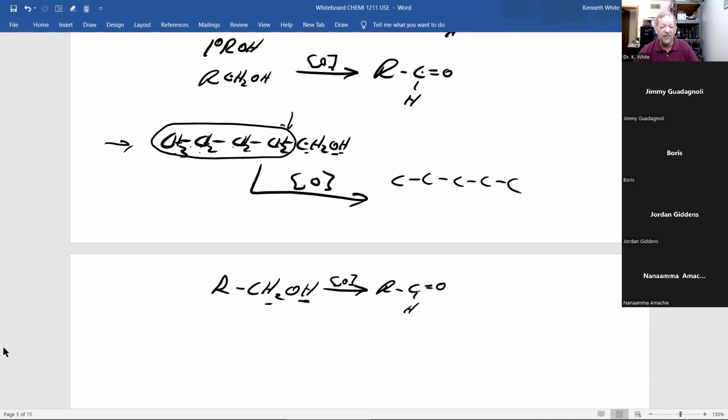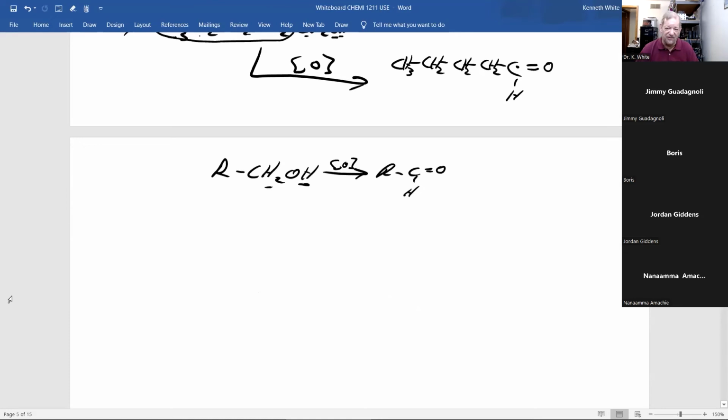1, 2, 3, 4, 5. The carbon with the hydroxyl group will now be double bonded to oxygen with a hydrogen, 4 bonds to that carbon now, and the rest I can put my 4 bonds to. And there we go. We made an aldehyde, and Dr. White is very happy. I love aldehydes.